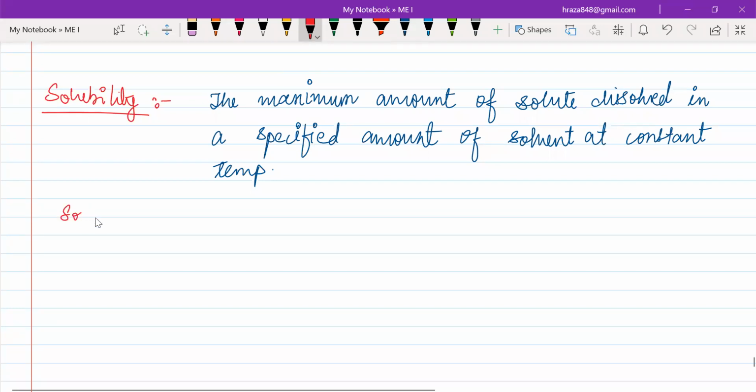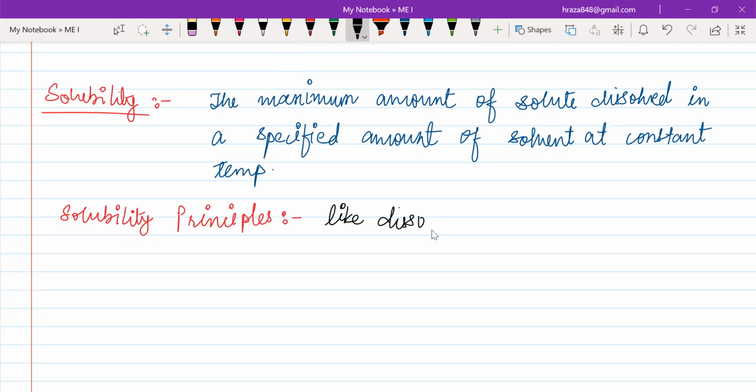Basically, there is a solubility principle which says which solute will be dissolvable or soluble in which solvent. It says that like dissolves like. That means basically if a polar solute you are going to dissolve in a polar solvent, then it will be dissolvable. That means polar solute will be soluble in polar solvent, and non-polar solute will be soluble in non-polar solvent. Is that clear?